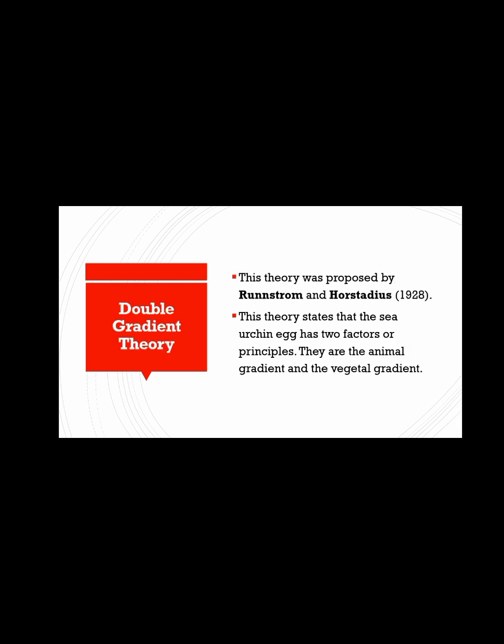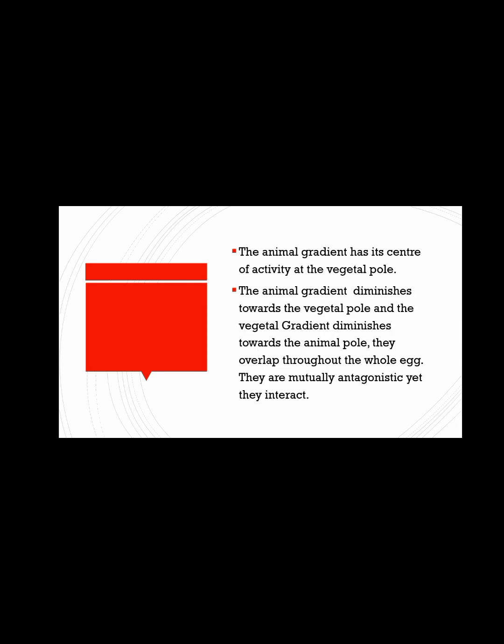Then double gradient theory. This theory was proposed by Runnstrom and Horstadius in 1928. This theory states that the sea urchin egg has two factors or two principles. There are the animal gradient and the vegetal gradient. The animal gradient has a center of activity at the animal pole.